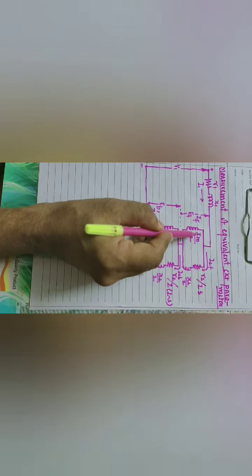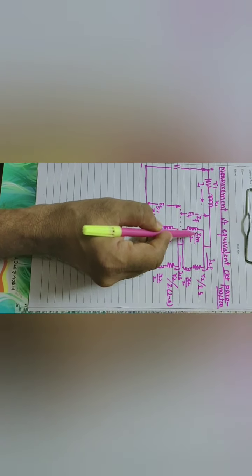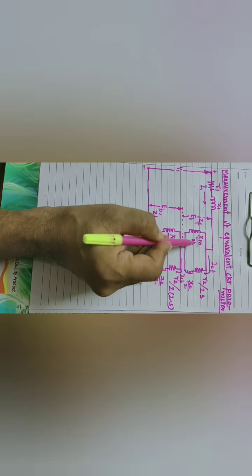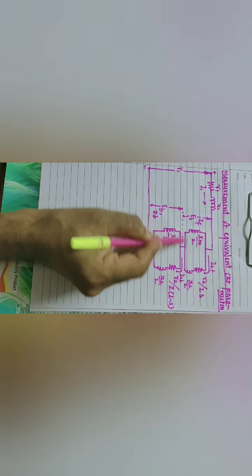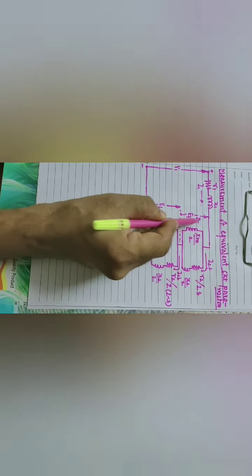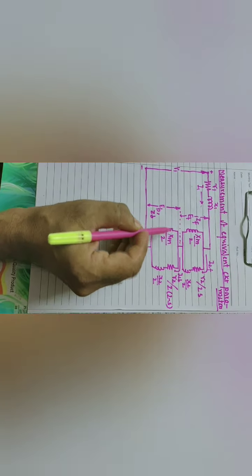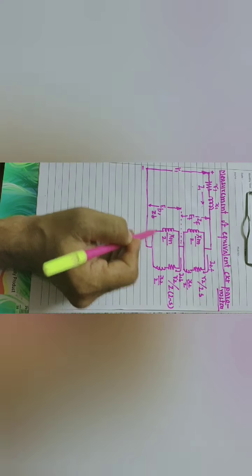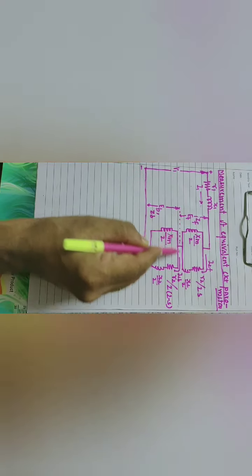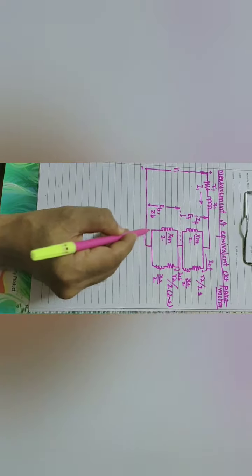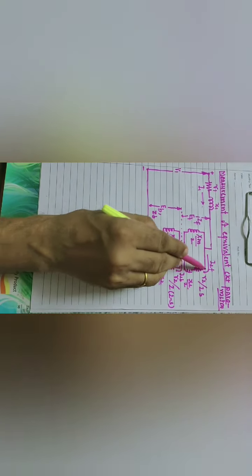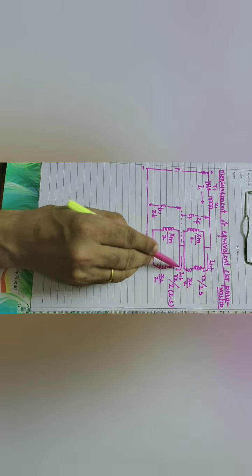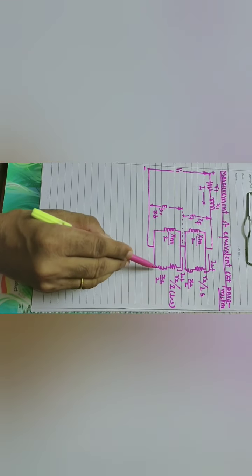So ZF is the forward rotor equivalent impedance. This is the resultant of this branch and this branch. EF is the voltage across this. Similarly, EB is the voltage induced across the backward rotor, and ZB is the impedance of the backward rotor. This is the resultant of this and this. So this is the impedance of the forward rotor and this is the impedance of the backward rotor.